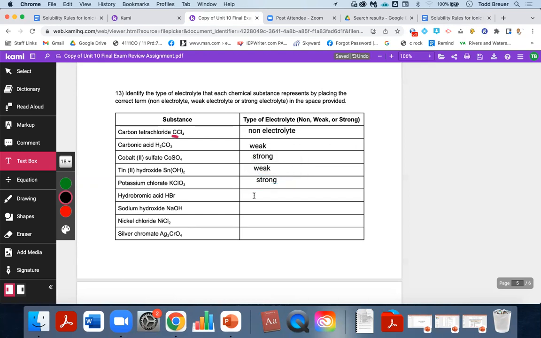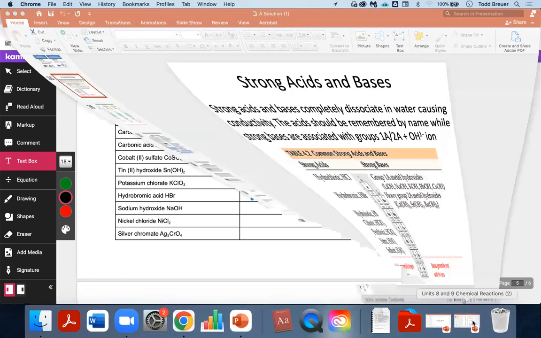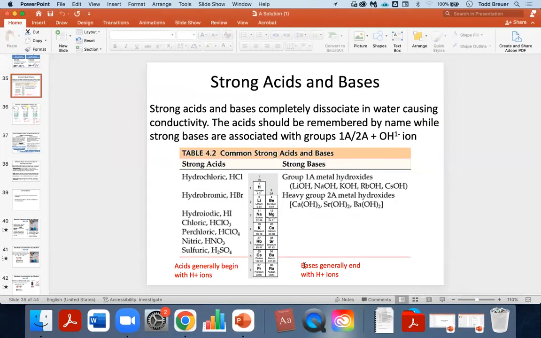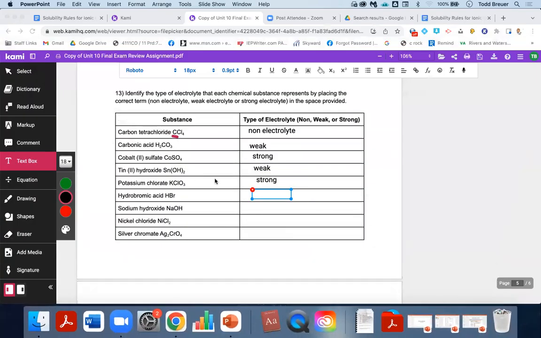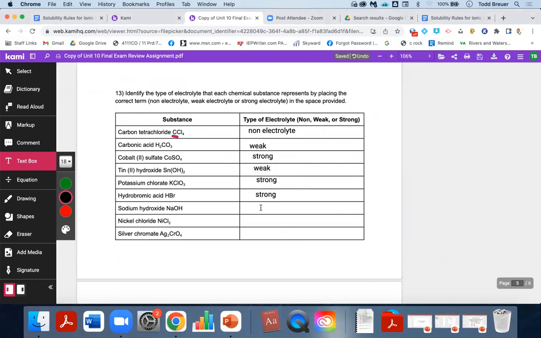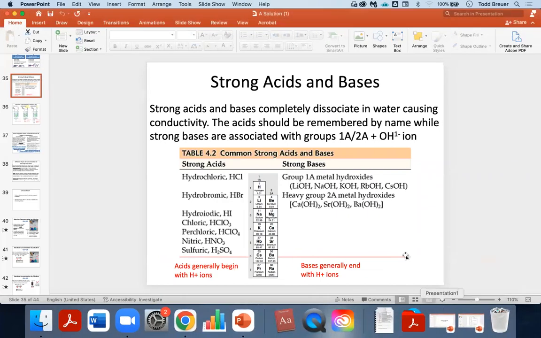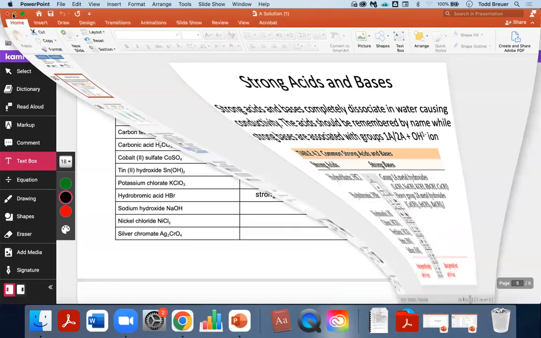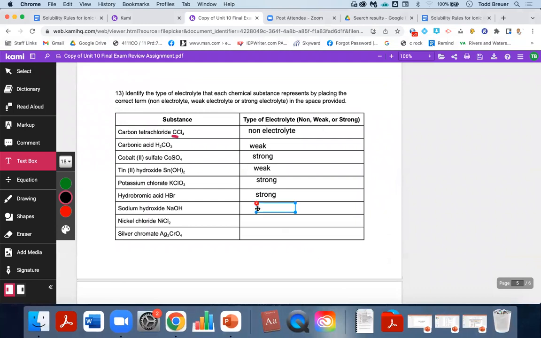Hydrobromic acid, if we find our chart, right, we're going to see it's on the list, right? Hydrobromic is a strong acid. That'll make this a strong electrolyte. Remember, it's those free ions floating around that allow electricity to jump across, and that makes it a good electrolyte. Sodium hydroxide, once again, oh, that's a base. It has the hydroxide ion. Oh, look at that. It's on the list. Strong. So we use our strong acids and bases chart, and we see that that is a strong electrolyte because we have a strong base.